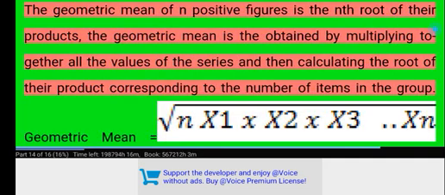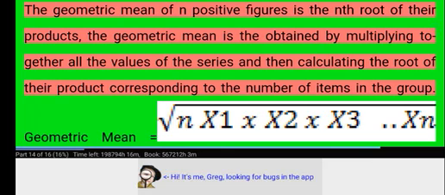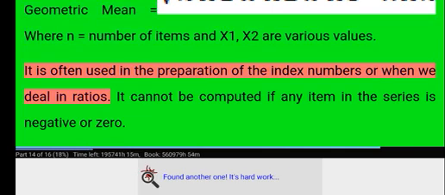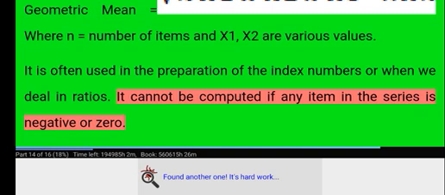Geometric mean. The geometric mean of n positive figures is the nth root of their product. The geometric mean is obtained by multiplying together all the values of the series and then calculating the root of their product corresponding to the number of items in the group. Geometric mean equals the nth root of x1 times x2 times up to xn, where n equals the number of items and x1, x2 are various values. It is often used in the preparation of index numbers or when we deal in ratios. It cannot be computed if any item in the series is negative or 0.